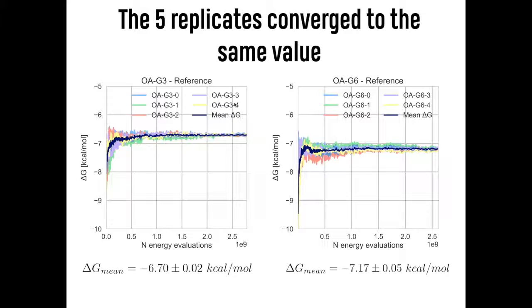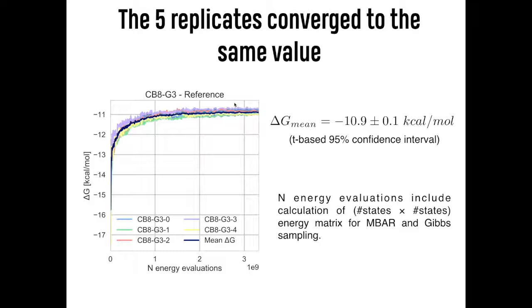These are the other two calculations for the two octa acids, and we get very good convergence in this case too. The confidence intervals are 0.02 kilocalories per mole, 0.05. The CB8, the guest of CB8 was a little bit bulkier, and we had more problems converging this. It also required a larger number of alchemical states.